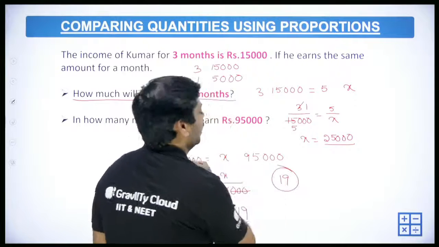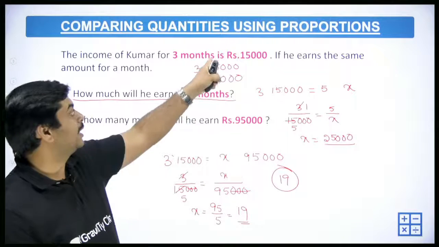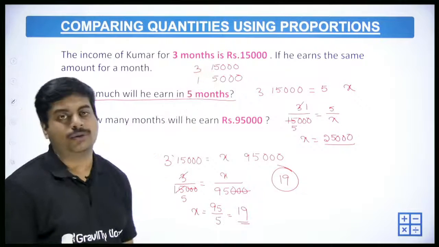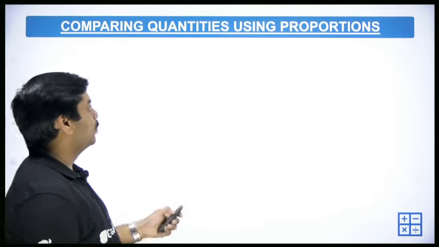He takes 19 months to earn 95,000 rupees if he is earning at the rate of 15,000 rupees every 3 months. Right, so this is what we discussed in the last class. Once again, let's continue with more applications.